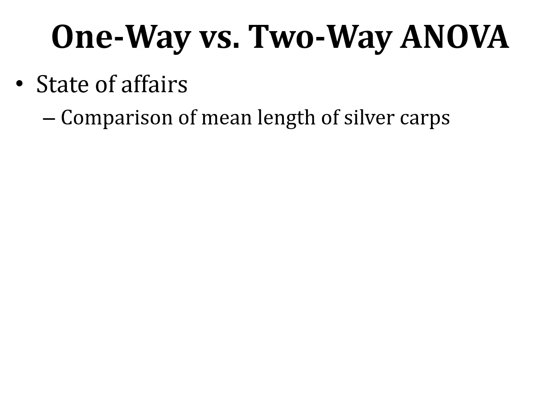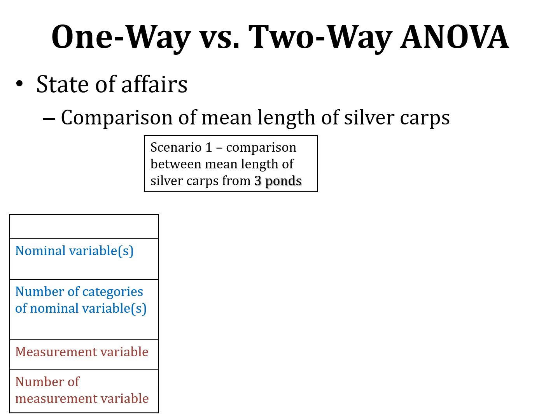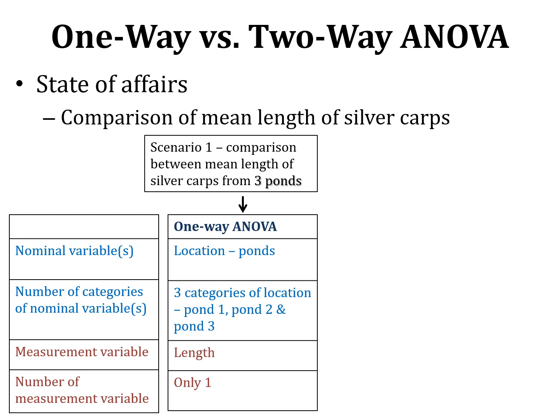Now let's see the difference between one-way and two-way ANOVA with examples. The state of affairs is comparison of mean length of silver carps. In scenario 1, there is a comparison between mean length of silver carps from 3 ponds. For that purpose we are going to use one-way ANOVA. The nominal variable in this case is the location, which are ponds, and the number of categories of the nominal variable is 3: pond 1, pond 2, and pond 3. And the measurement variable is only one, which is length.